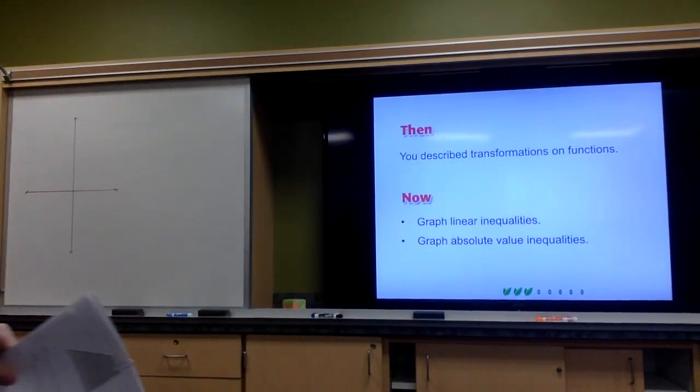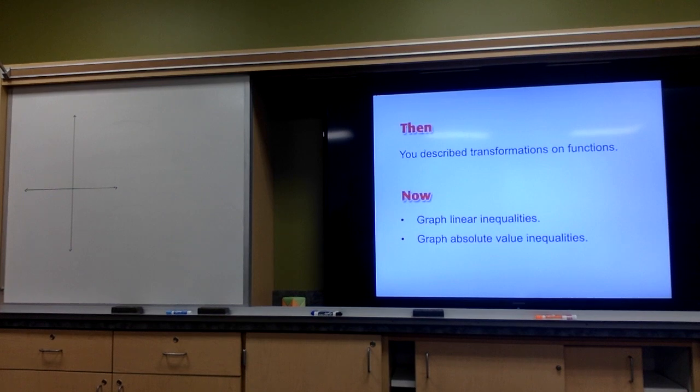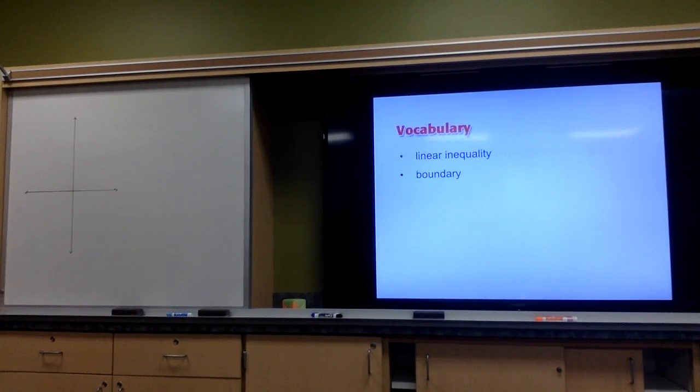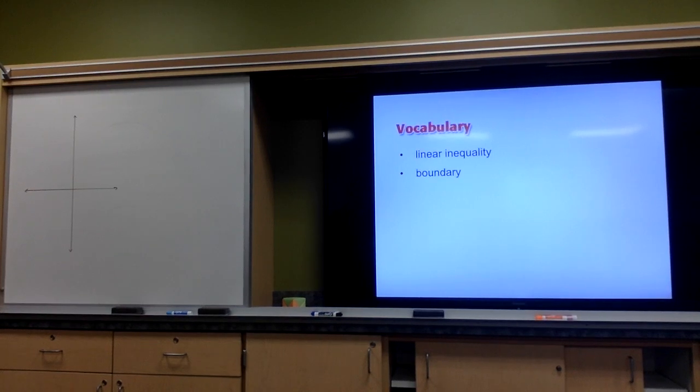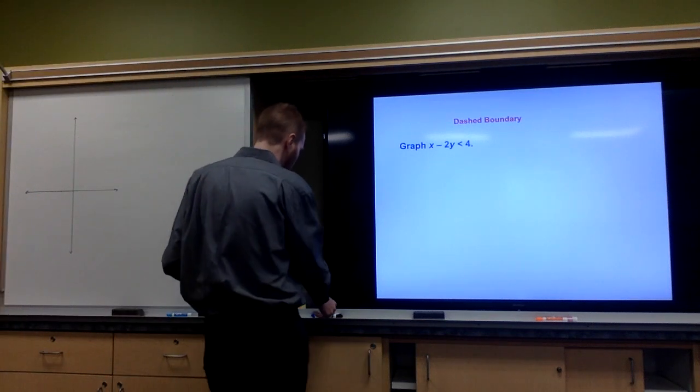So taking a look, we described transformations on functions. That was our very last lesson. Today we're going to graph linear and absolute value inequalities. So linear inequality and boundary lines we're going to be talking about in this lesson. So just kind of getting a feel for this first.